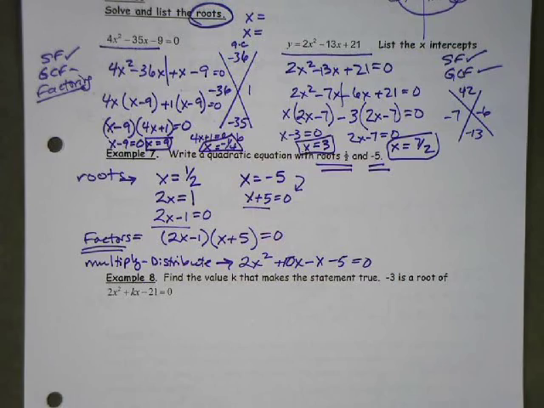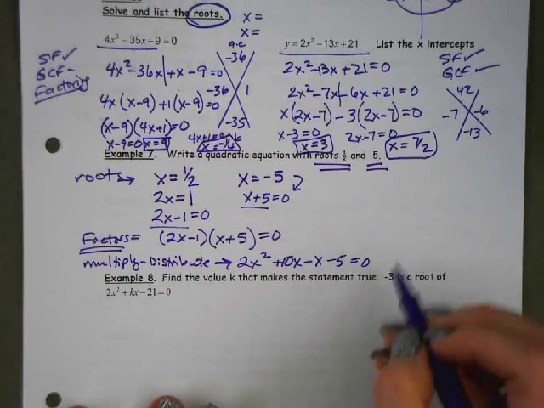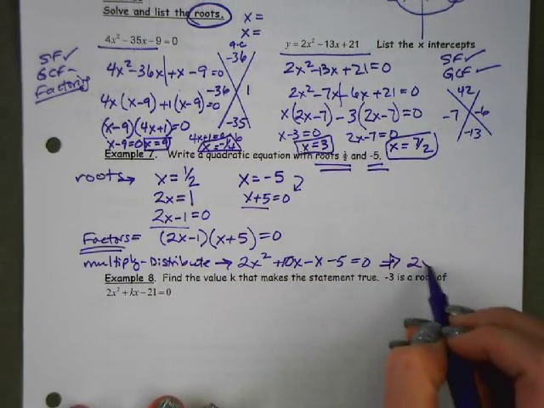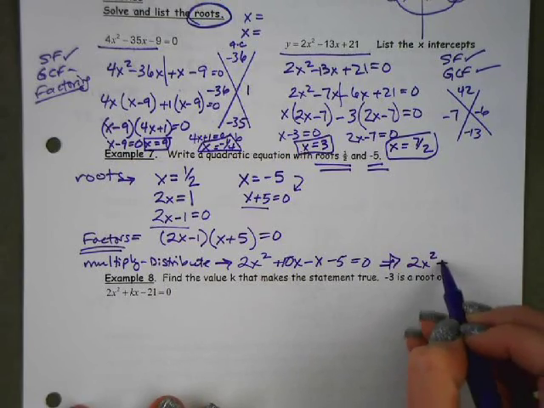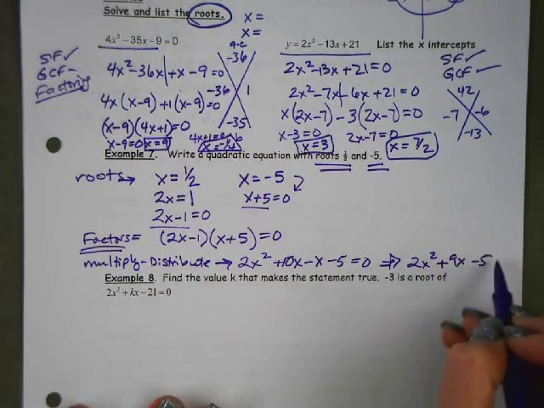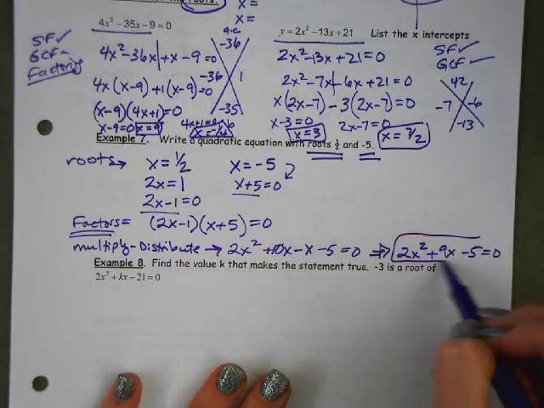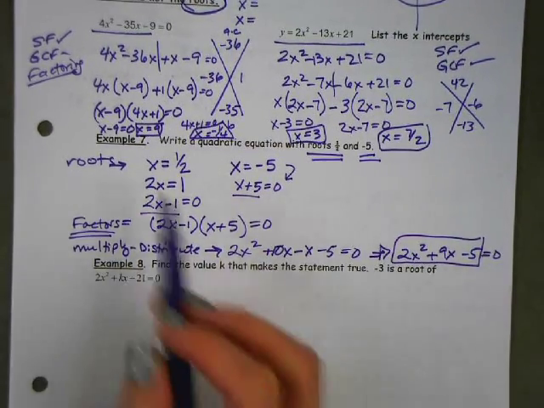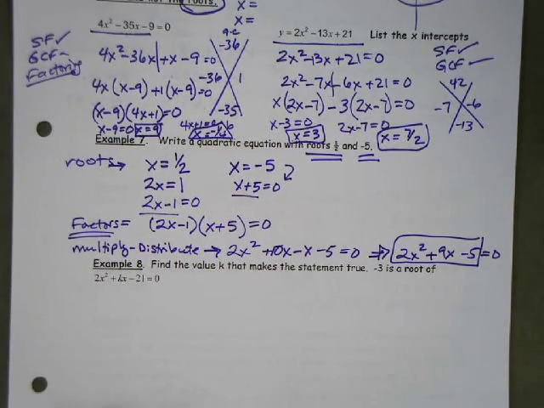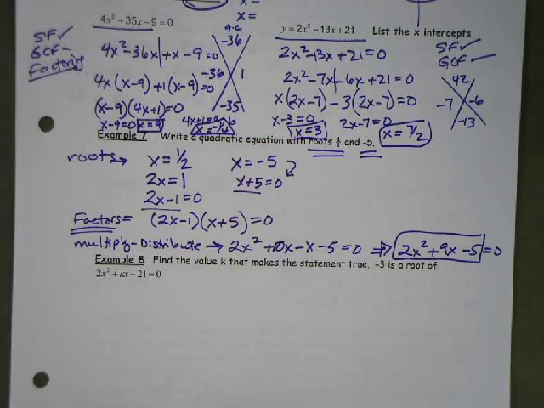And then combine the like terms. And so you'll get 2x squared plus 9x minus 5 equals 0. And so therefore you got the quadratic equation based off what the roots were. Okay? That make sense? Okay, so now you can go forwards and backwards.